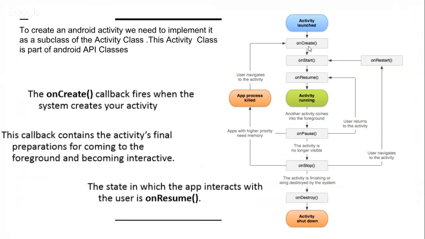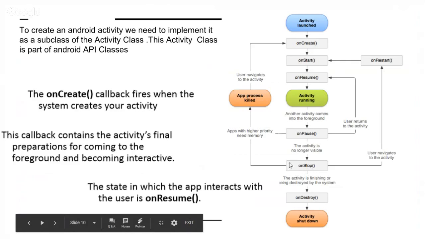If another activity comes into the foreground, if we navigate to another activity, then the previous activity is being paused, and we move to the new activity, and again that activity's onCreate starts. Then again onStart, onResume, and if that particular activity is no longer visible to the user, it comes to the onStop state.